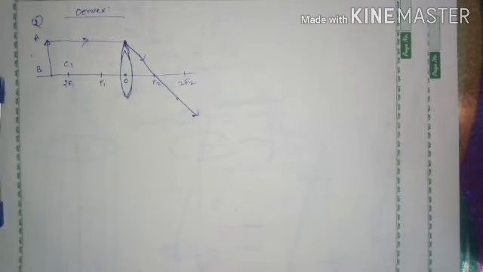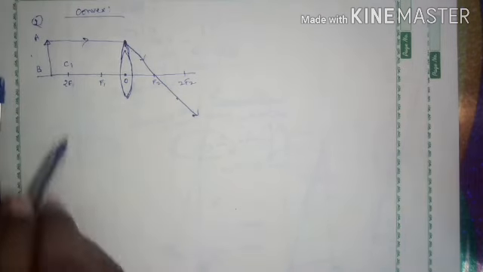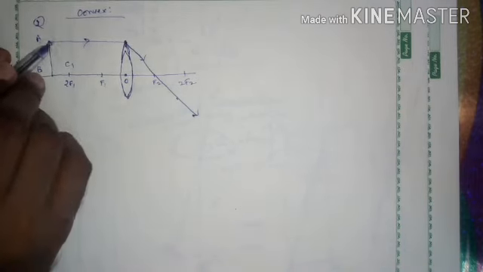So you have to take the second ray. The second ray passes through the optical center.